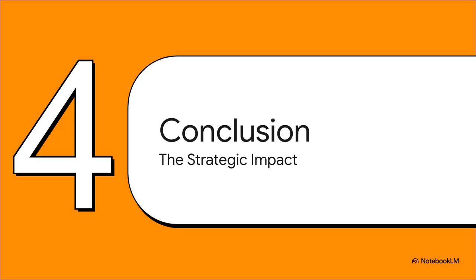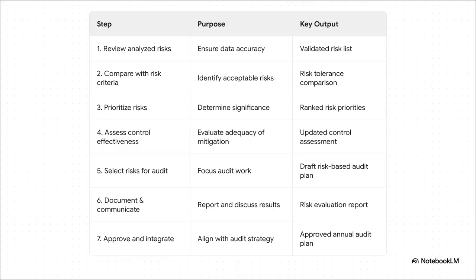Okay, so let's wrap this up by quickly summarizing the strategic impact of this entire risk evaluation process. This table is a fantastic little recap of the whole journey. It shows that logical progression, from validating data way back in Step 1, all the way to getting an approved annual audit plan in Step 7. You can really see how each step builds on the last one to create something solid and defensible.